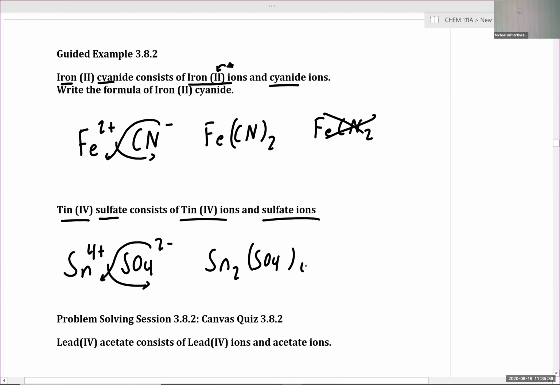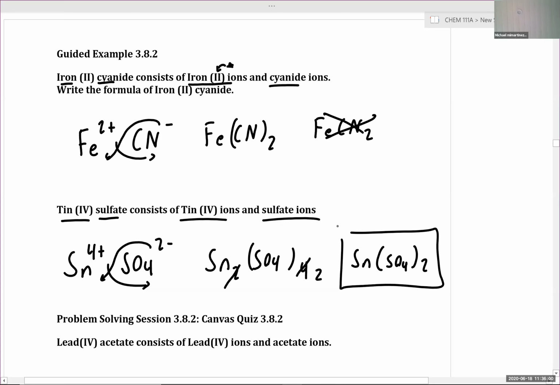So now we cross our charges, and that in turn gives us Sn2(SO4)4. Can we simplify this ratio? We currently have a 2:4 ratio. Can we simplify it? Yes. So let's simplify it to a 1:2 ratio. And we get the following formula for tin 4 sulfate. This 4 is the charge, not the number of ions or anything like that. It's just representing the charge.